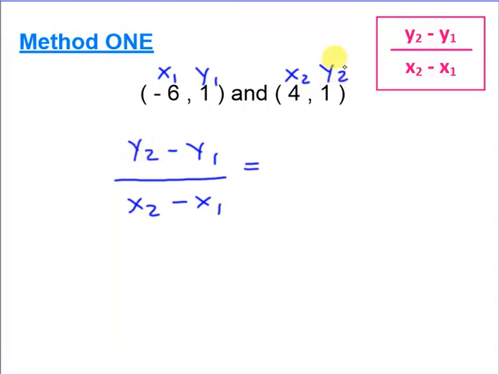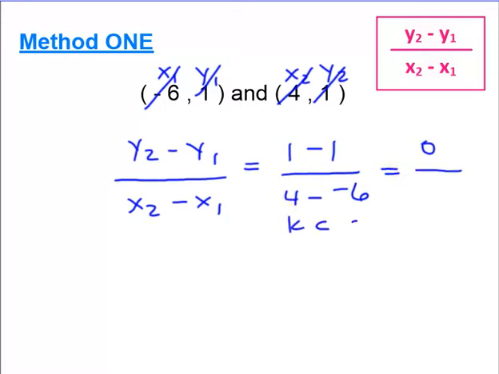So our y2 is 1 minus our y1 is 1 over our x2 is 4 minus, and our x1 is -6. So 1 minus 1 is 0 over, here we have keep, change, change. Keep 4, change minus to plus, change -6 to +6. So that's going to be 10.